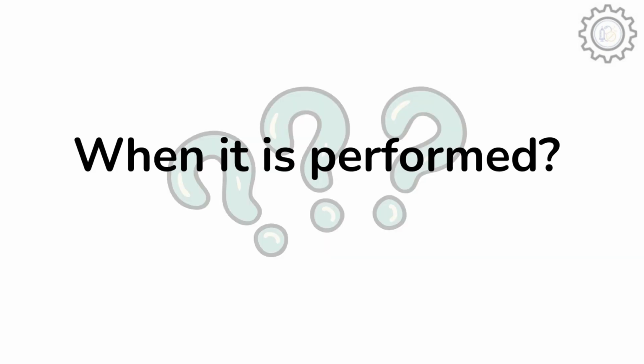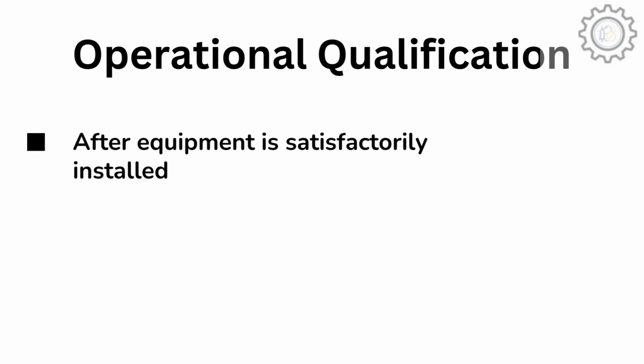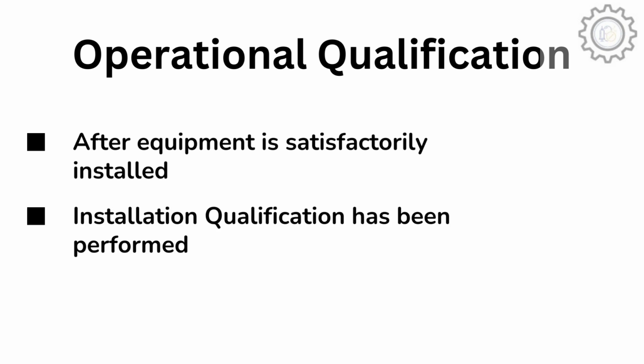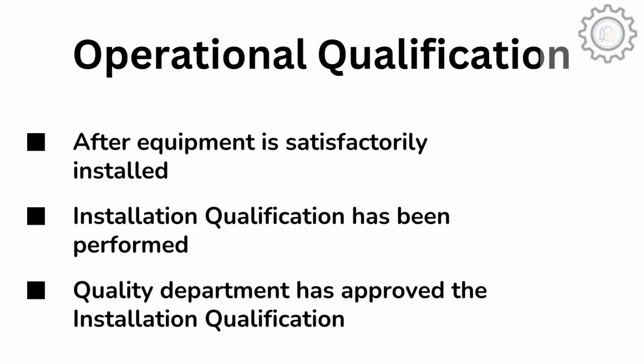So in a validation life cycle, when is operational qualification performed? Operational qualification is the next stage after installation qualification. It is performed when the equipment is satisfactorily installed with all of its accessories and specifications, and the equipment is successfully powered up. Its installation qualification has been performed, and the quality department has approved the installation qualification activity.